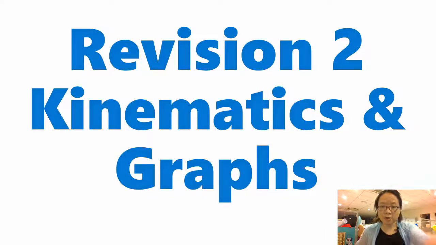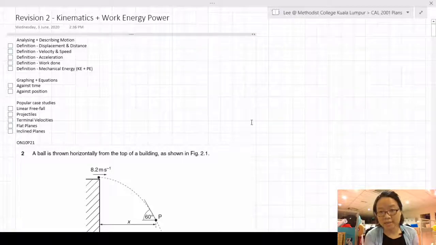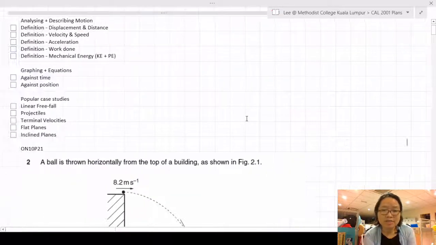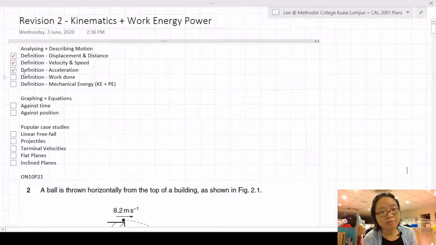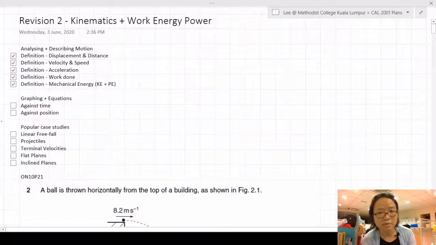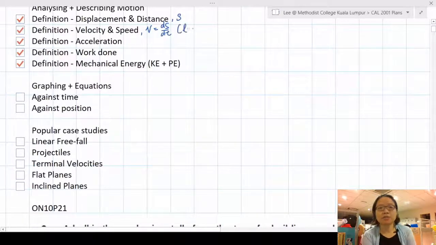Okay, now we are into kinematics, which is revision 2 in your notes. We're going to today just look at kinematics and graphs mainly, but I will relate this to work, energy and power as an alternative to describe and predict motion, which is the main branch of kinematics. So at first, you need to know the definitions of these things like displacement, velocity, and acceleration. The correct definition, don't write the equation. The equation alone is not good enough. Okay, and also work done and mechanical energy.